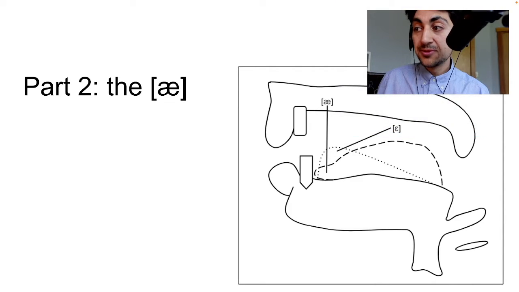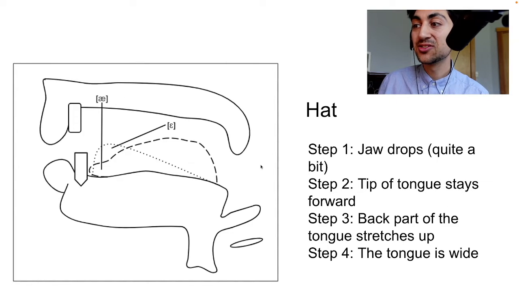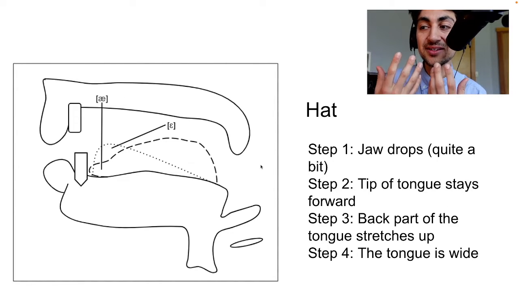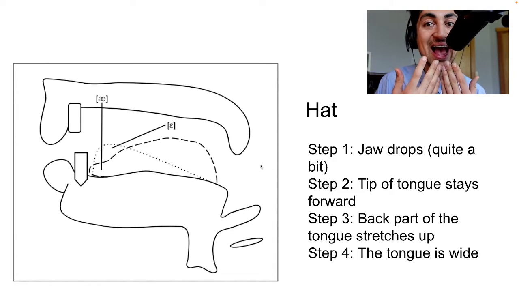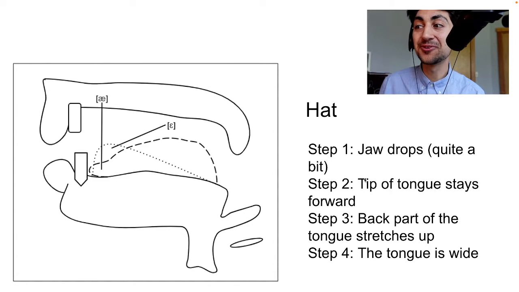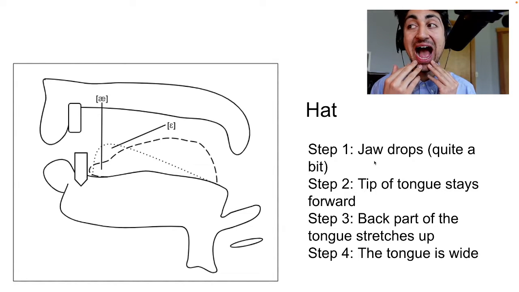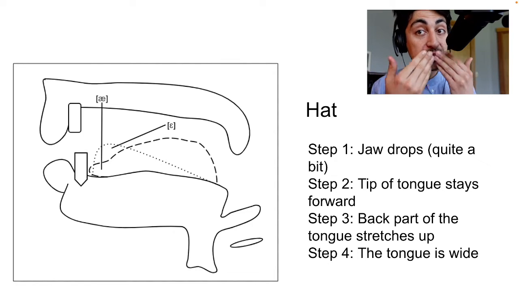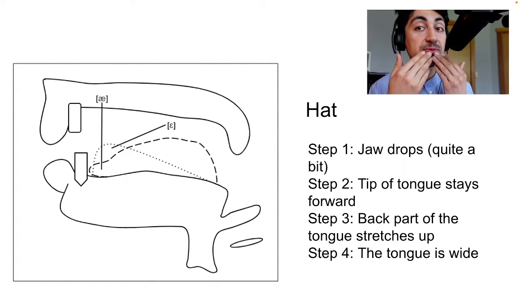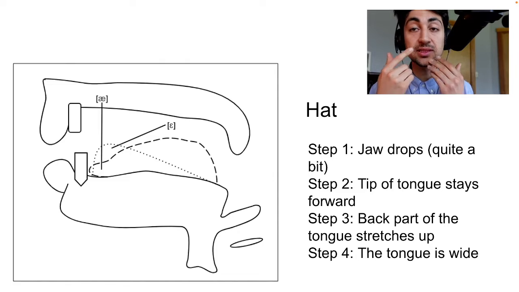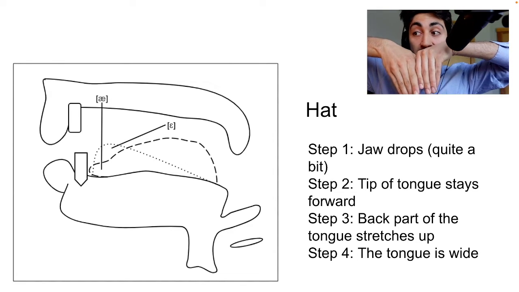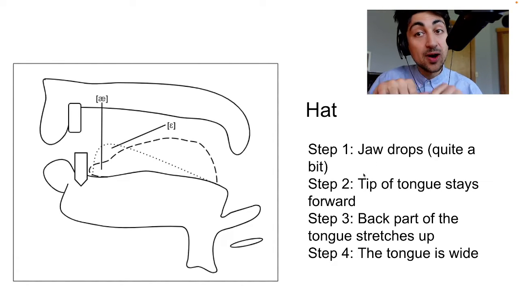So now we're going to focus on the sound. So here we have our word, hat. Okay, what do we do first? Our jaw drops, maybe even more. I think it drops more than for baja. Tip of the tongue stays forward, and the back goes up, kind of like that. And the tongue is wide.